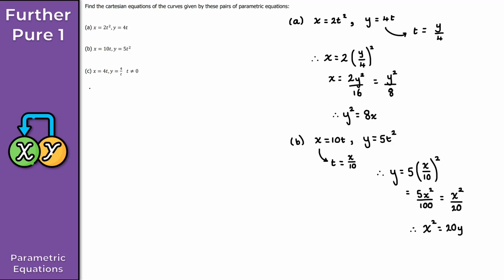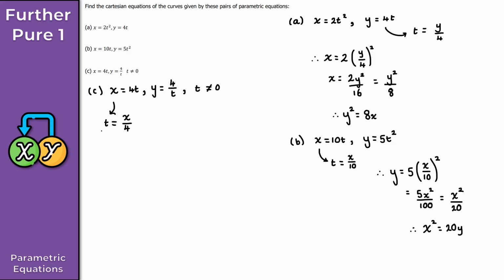And then finally for part C, again, let's start by writing down these parametric equations. We have x equals 4t and y is equal to 4 over t, for t not equal to 0. Just as we've done for the previous two parts, we're going to start by rearranging one of these two equations, and pick the easier of the two, which in this case is probably x equals 4t. Rearranging this, making t the subject, what I get is t is equal to x over 4.